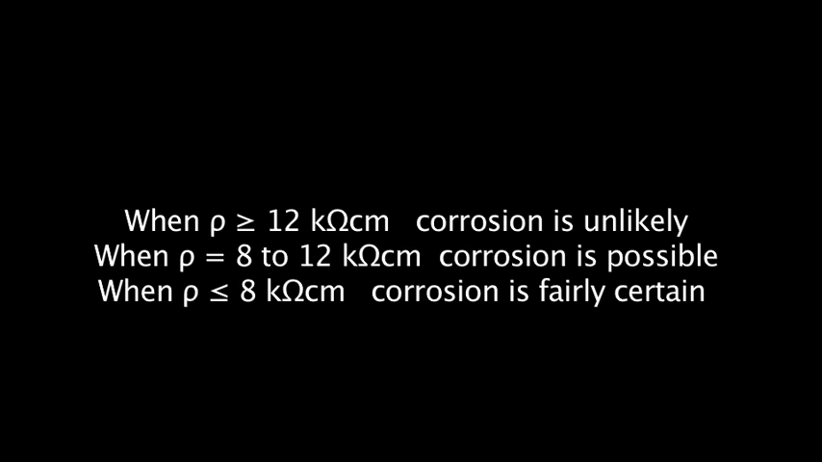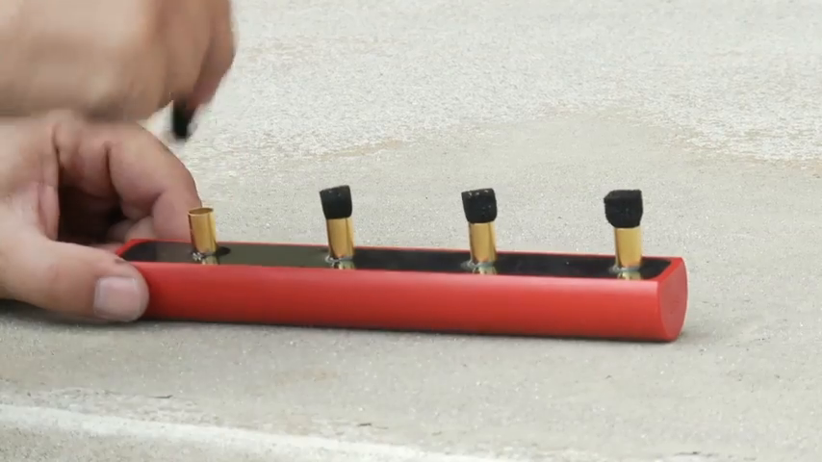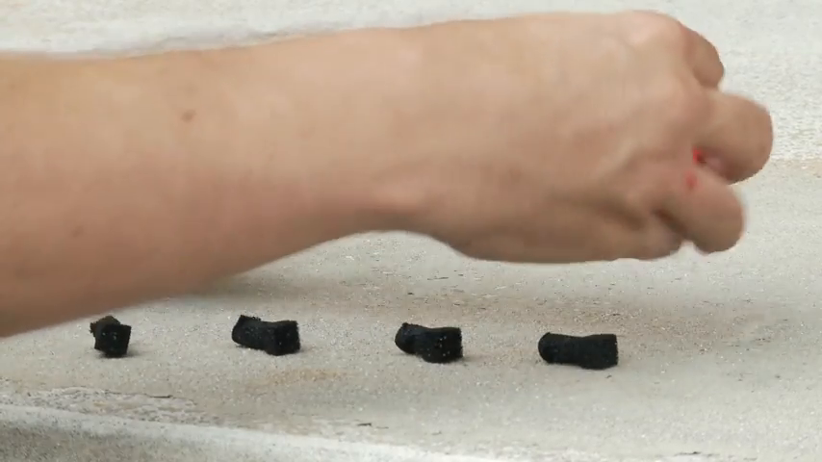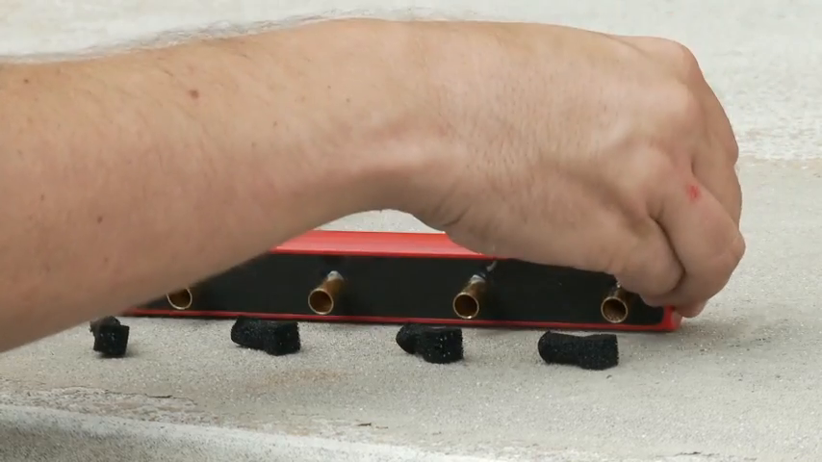As a general rule of thumb from literature on this topic, if the resistivity is greater than 12 kiloohm centimeters, corrosion is unlikely. When the resistivity is between 8 and 12 kiloohm centimeters, corrosion is a possibility, and for resistivities less than 8 kiloohm centimeters, corrosion is fairly certain. When the measurement is completed, remove the foam pads and let them dry before putting them back into the case.